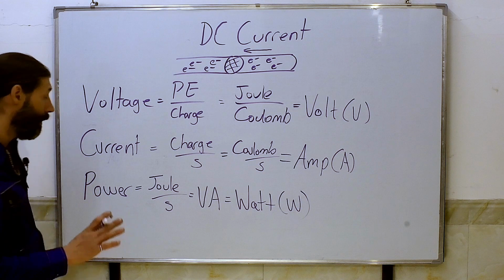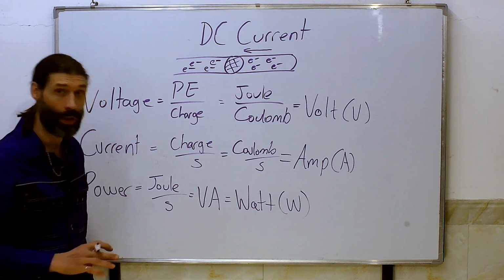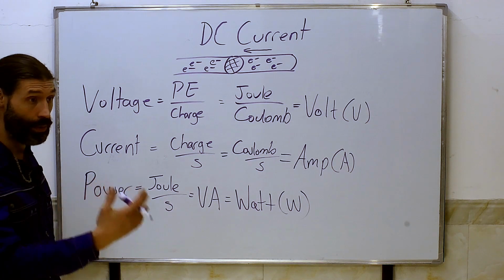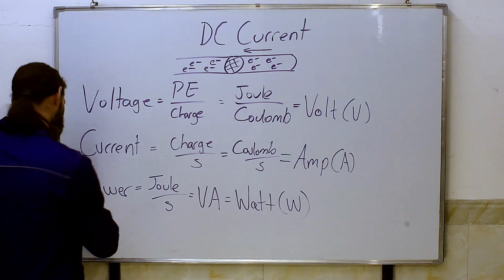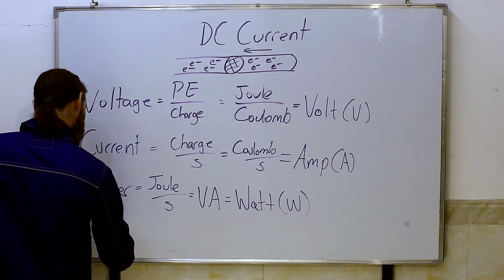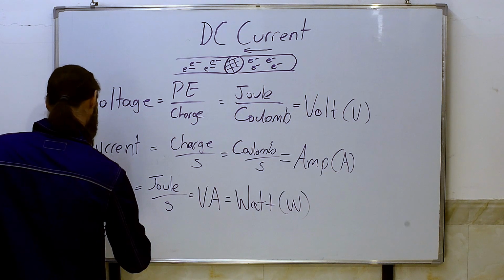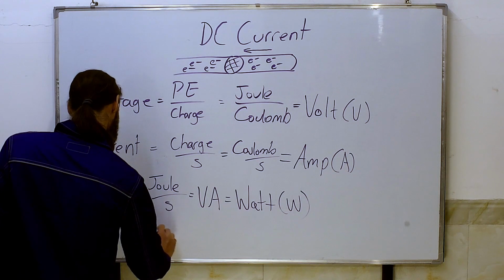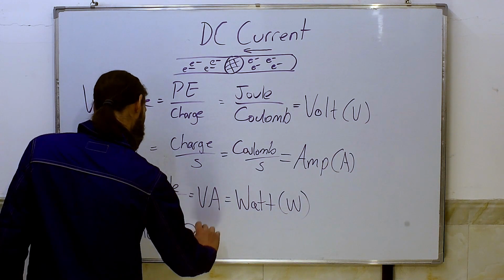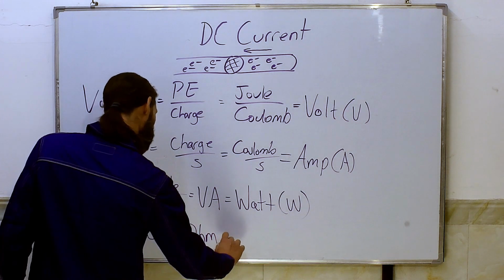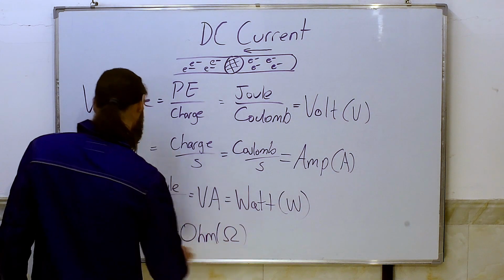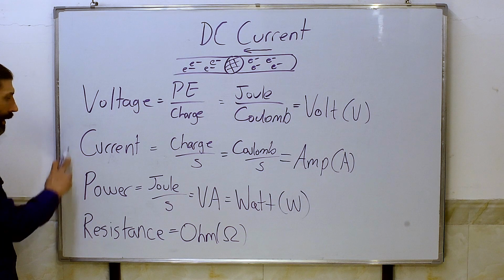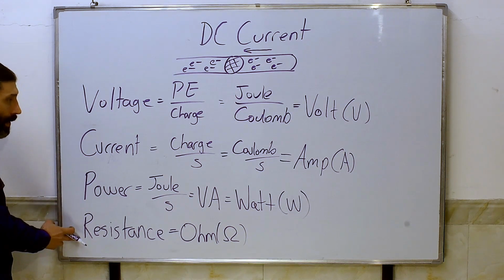Now, the last concept I want to cover right now is electrical resistance, and that's the resistance to the flow of charge, how easy or hard it is for charge to flow in a material. The unit is the ohm, and the symbol is omega. So now we've got voltage, current, power, and resistance.